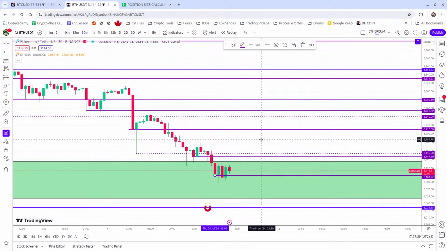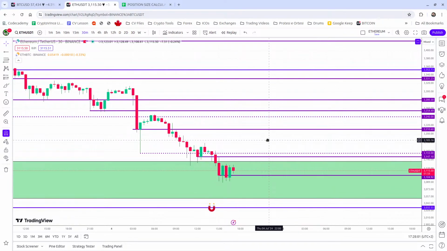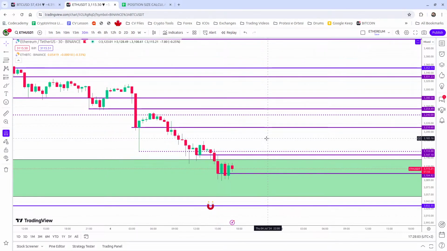There is no sign of bullishness at this point. No sign of bullishness. Candles are closing below the candle close here. See, they're closing below. That's not a very good sign, even though there are some wicks, but so far nothing.